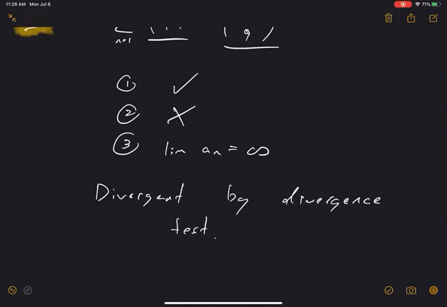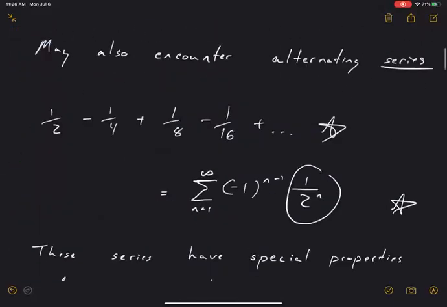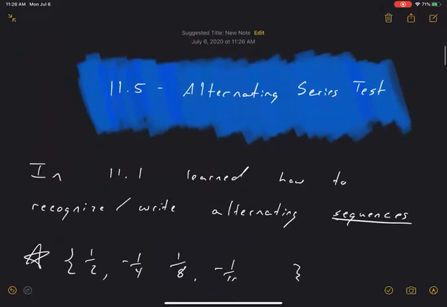So that's it. Section 11.5, as I said, kind of short, fairly straightforward. So good luck with that.